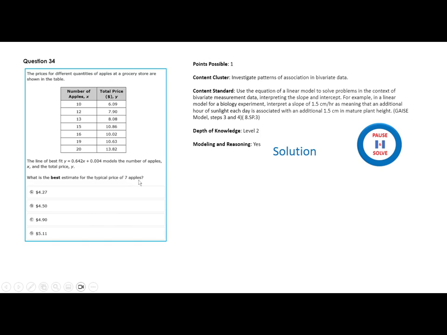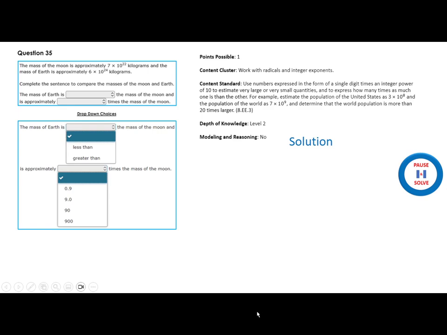So what you have to do, let's do this. You have this line of best fit. Just replace x by 7. That's why we use that. Replace x by 7. You get 4.498, which is close to 4.5. You look at it right here and you find it. That's it.